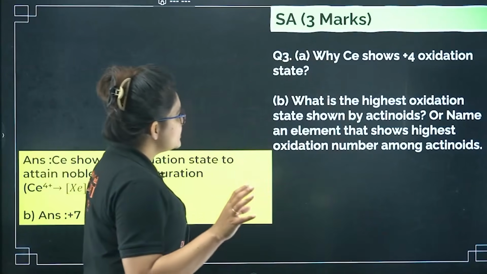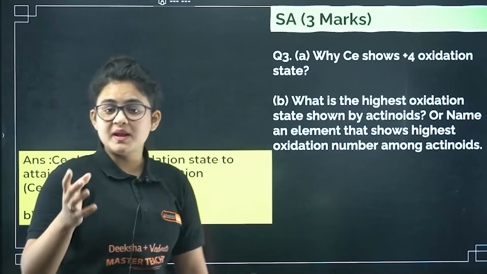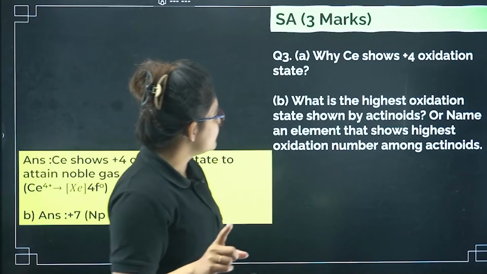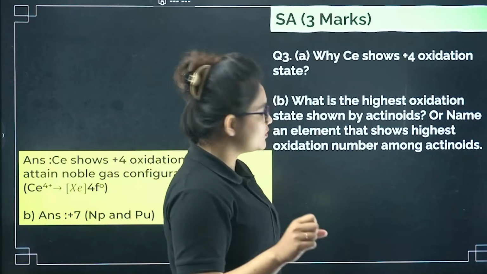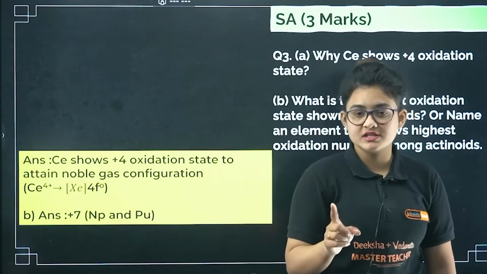Okay, next, what is the highest oxidation state shown by the actinoids? That is +7 can be exhibited, and name an element that shows the highest oxidation number among the actinoids. Neptunium is one of the elements that will show +7 oxidation state.